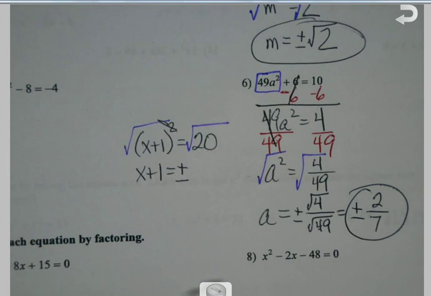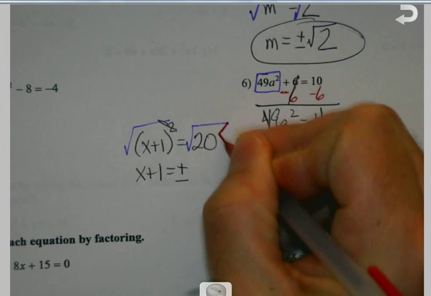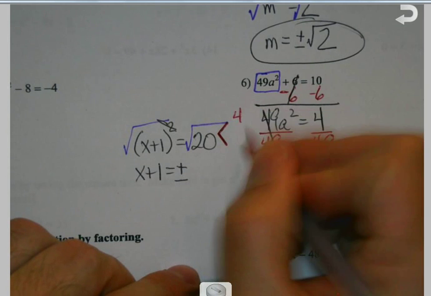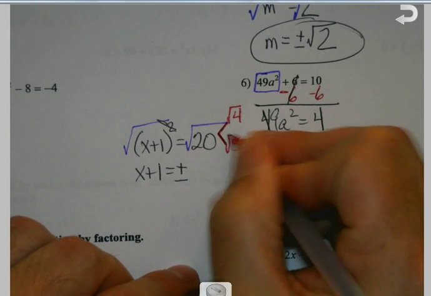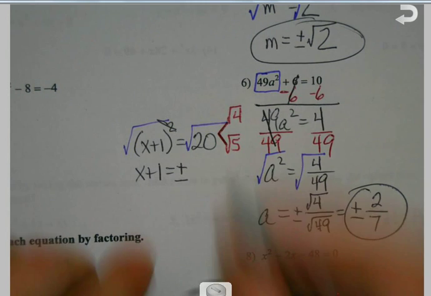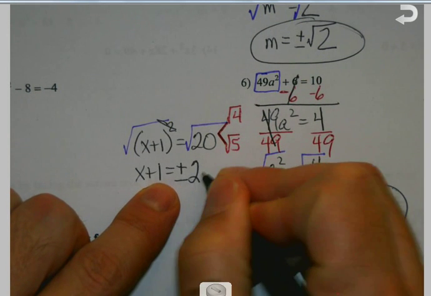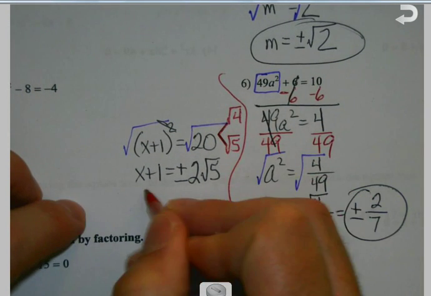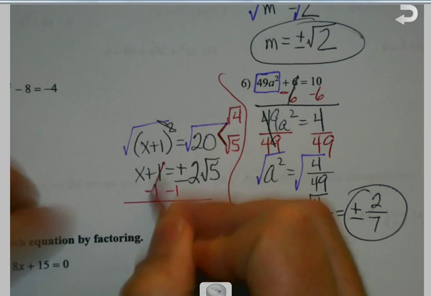And this time, I look at my 20 and I say, ooh, now that's not a perfect square, but there is a way with 2 numbers I can multiply with one of them being a perfect square. 4 and 5. And remember, I'm still taking square roots of those because this is the square root of 20. So the square root of 4 is 2, square root of 5, and now my only step left is to minus that 1 out of there.